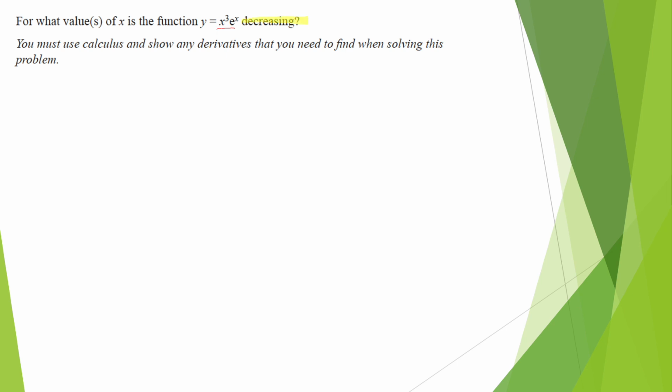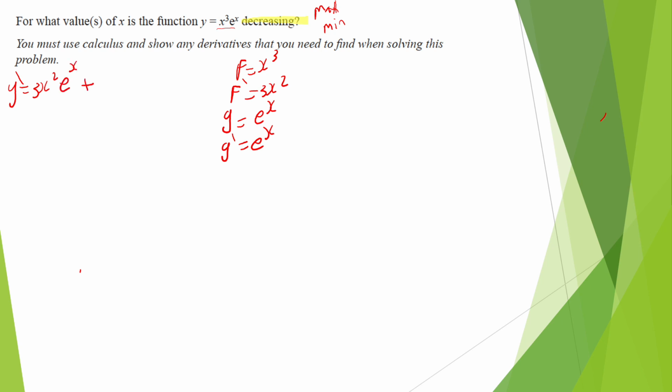So this one here means you want a max or min. Max and min. So now we will differentiate first. So y dash, and because it's the product rule, I'll use my work on the side. Please don't skip this step because it's quite important. It will prevent you from making mistakes. 3x squared times e to the x plus x cubed e to the x, which is g dash times f.